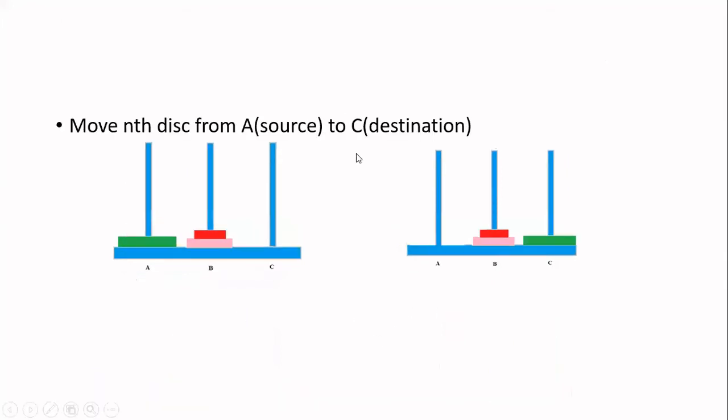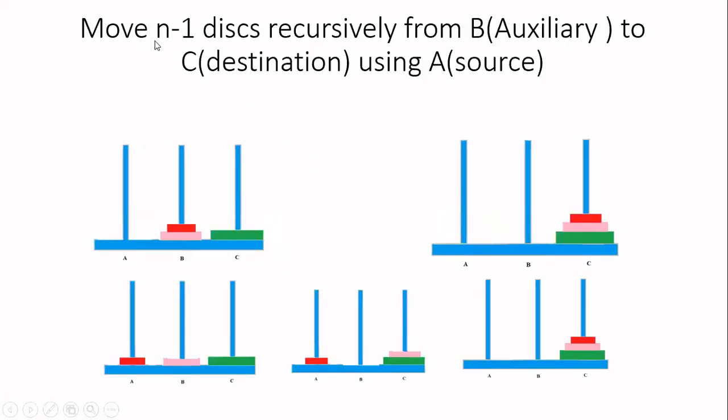But next, what is the second step? After you have moved n minus 1 disks, you will be getting it like this. The next step is move the nth disk from the source to the destination. So after the move, your output will be like this. The green color disk is moved from source A to the destination C. This is step number 2. Now let us see step number 3. What is step number 3?